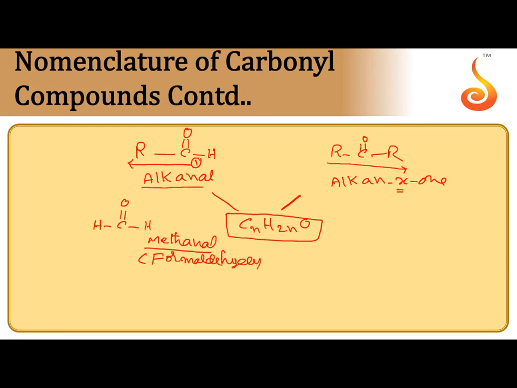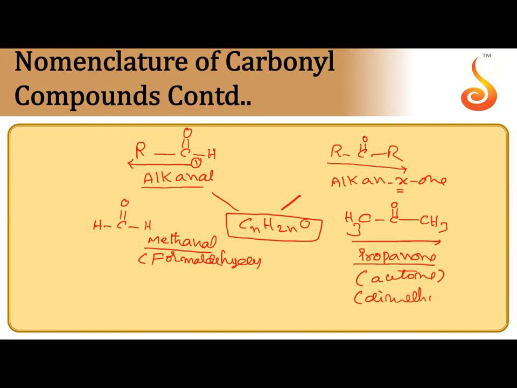The smallest, the first member of the ketone family contains 3 carbons, CH3COCH3. Propanone: you need not mention 2, just one is enough. Propanone, common name is acetone, or it is also called dimethyl ketone. Ketones are of two types, symmetrical ketones and unsymmetrical ketones.